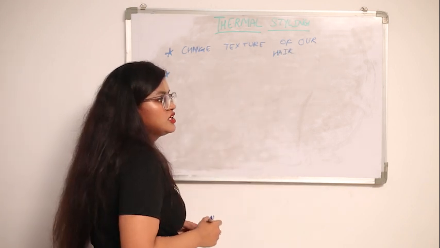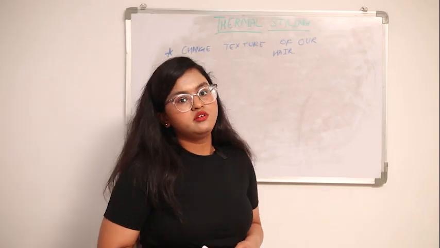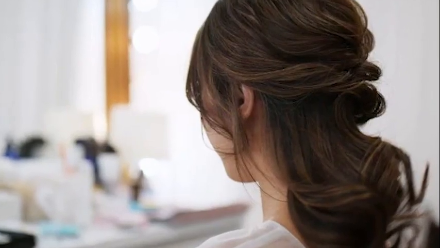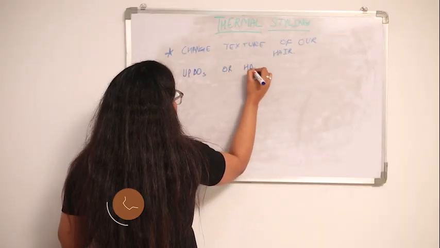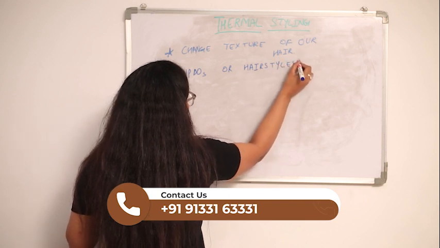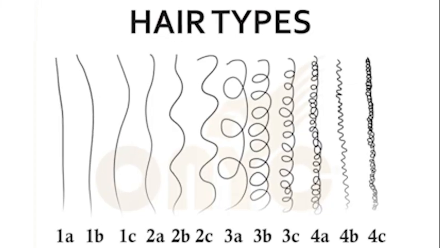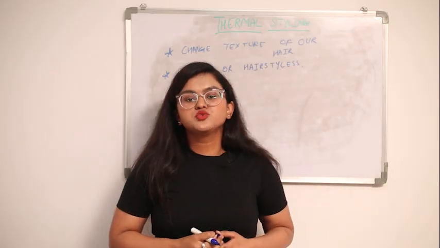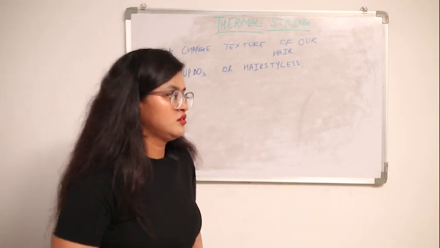Next, when we are doing any form of thermal styling, it is usually done for updos or hairstyles. Now, there are different types of thermal styling, but to study thermal styling, we should first learn what the different types of textures present in our human hair are.